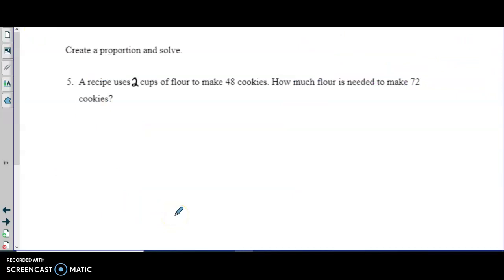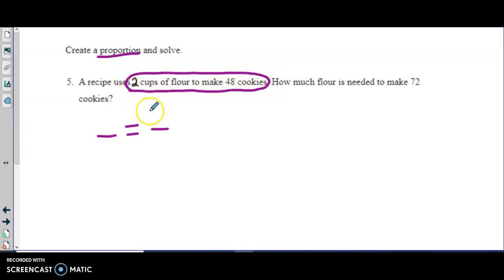All right, this one says create a proportion and solve. A recipe uses 2 cups of flour to make 48 cookies. How much flour is needed to make 72 cookies? All right, so if we're going to create a proportion, we need to have 2 fractions that are equal to each other. Let's make this first sentence into its own fraction. It doesn't matter what order you do it. I'm going to do 2 on top and 48 on bottom.